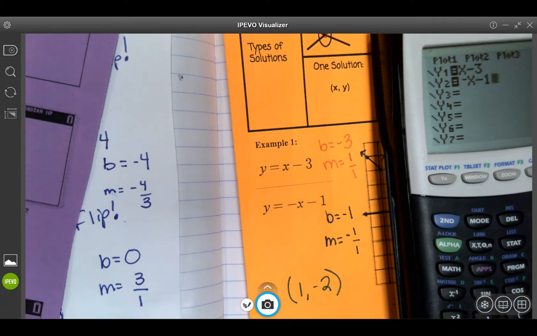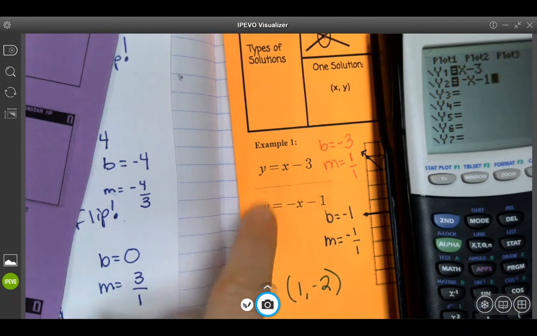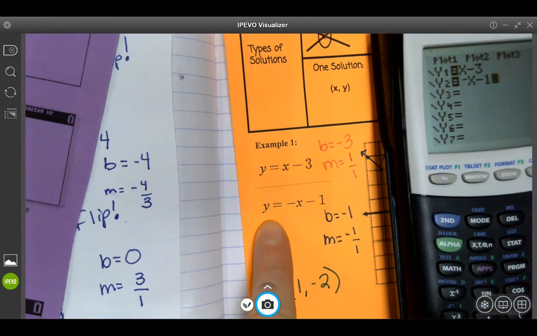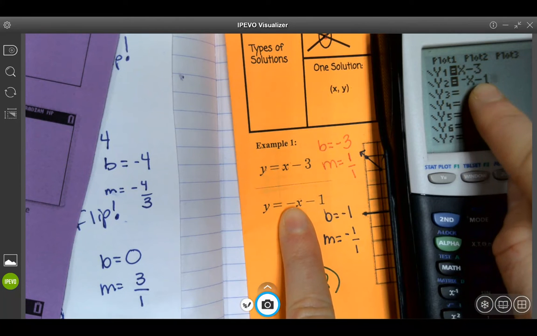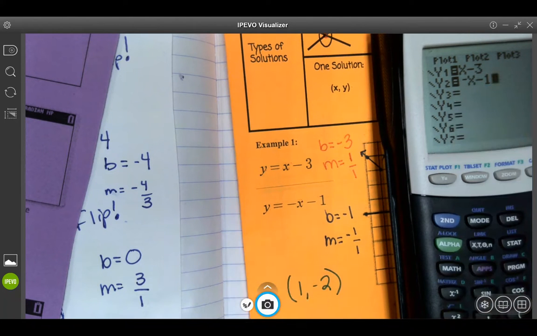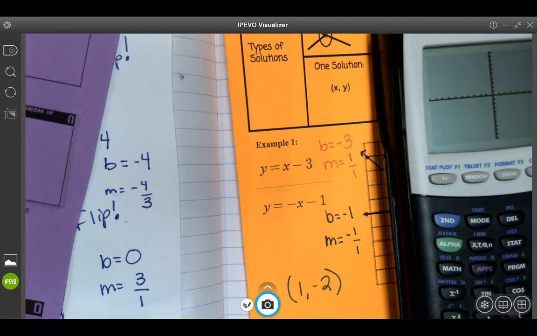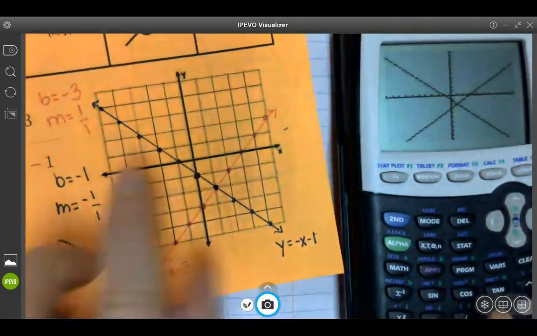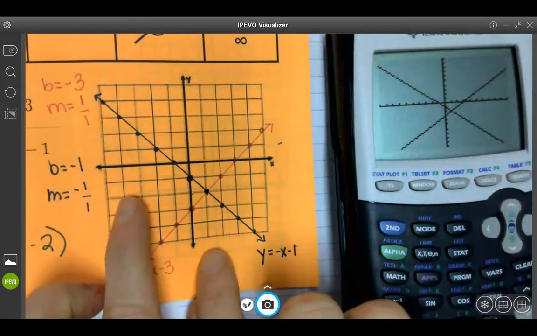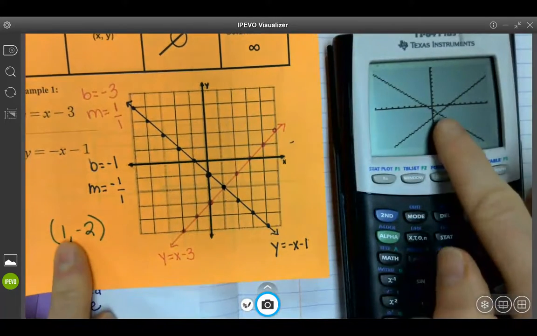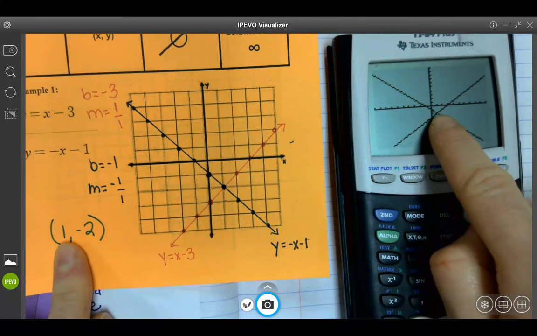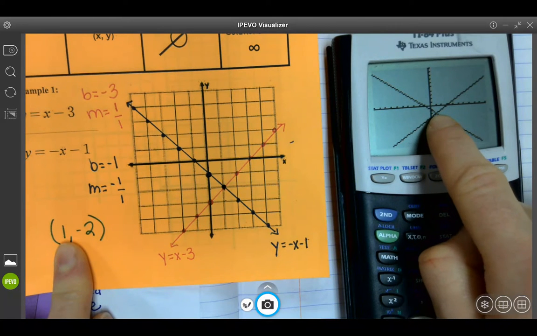Got it in your y's? It's just the same thing. I just put this one in 1, this one into 2. Make sure you put a negative in front. The negative looks different from the minus. Pay attention to that. Okay, hit graph and look at it. It has 2 equations drawn, 2 lines drawn on the graph. So see how it looks the same? We know that the solution is 1, -2, right? So that looks about right.